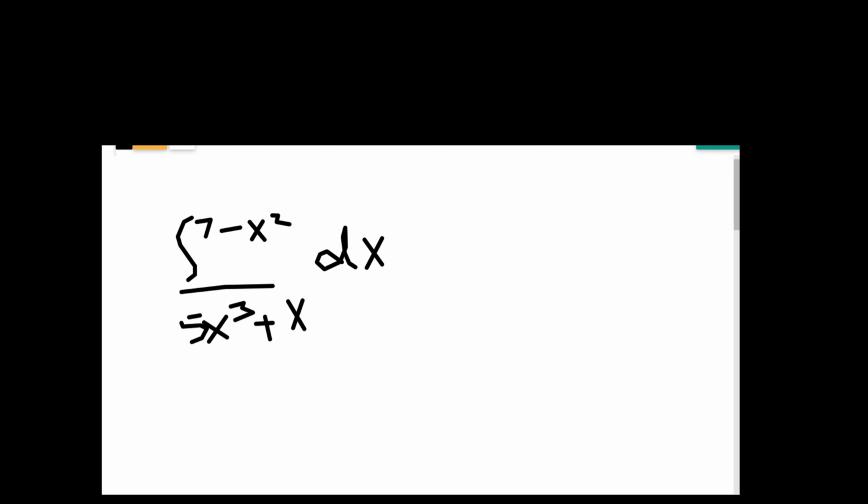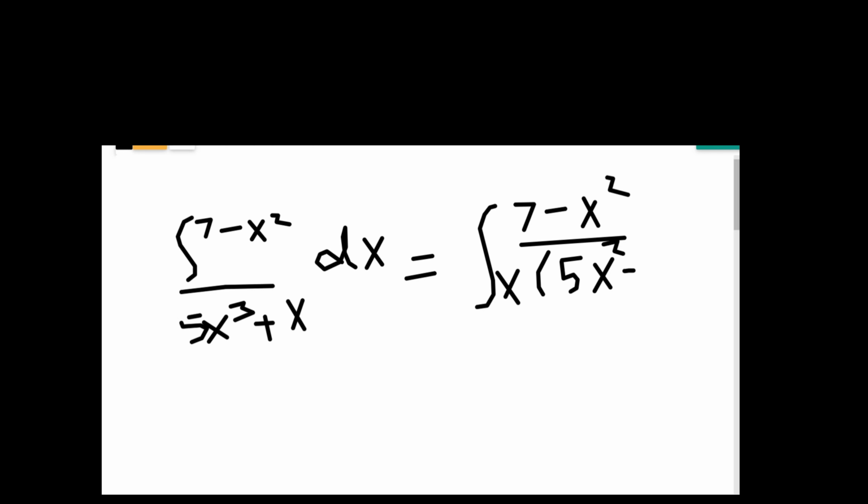Let's do one last question. So we're going to find the integral of 7 minus x squared over 5x cubed plus x dx. So this would be equal to the integral of 7 minus x squared over x times 5x squared plus 1, because we can factor out the x in the denominator.